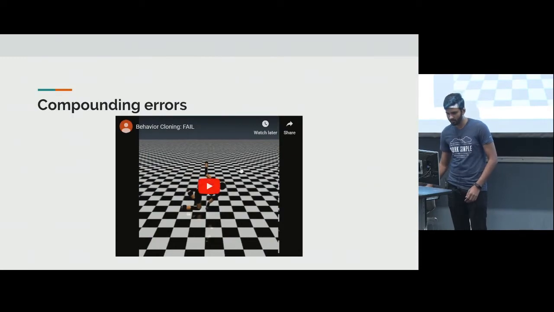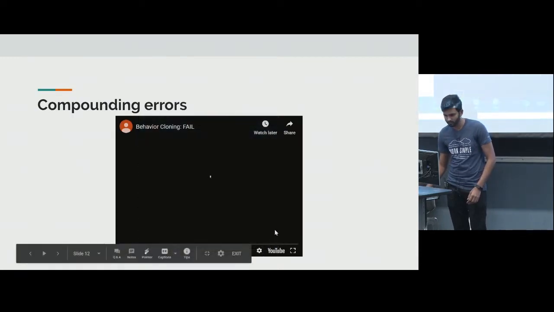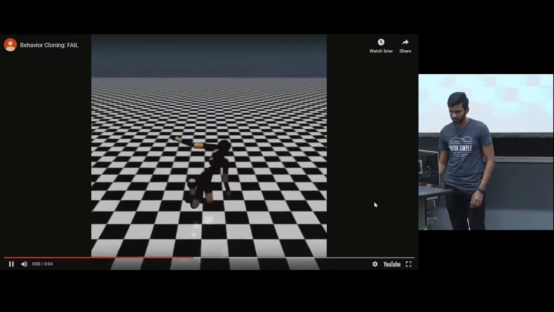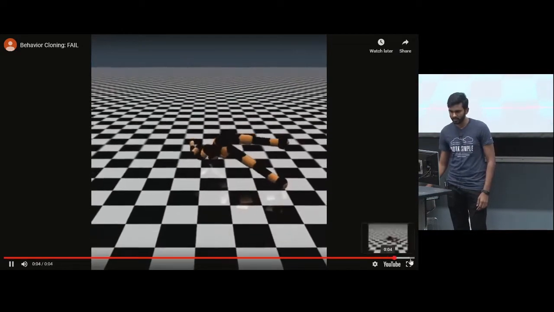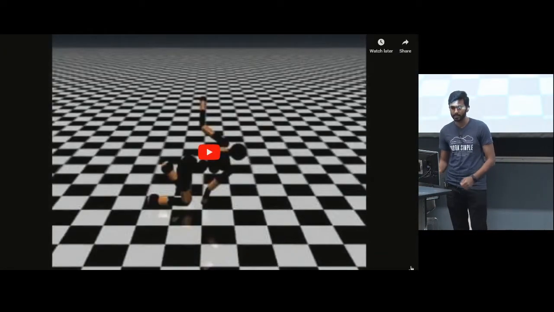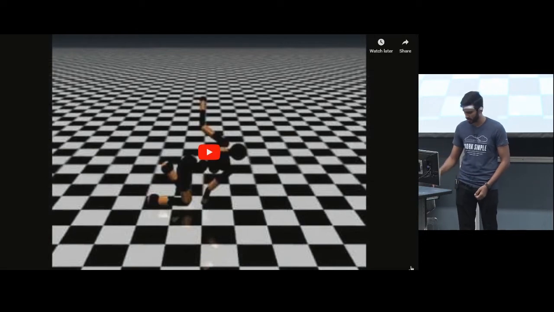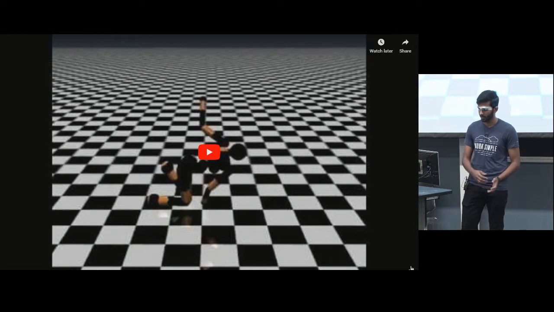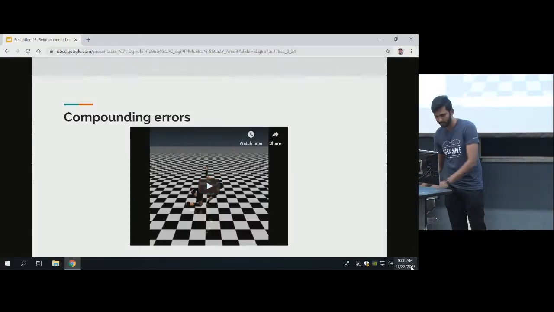So here's a video on the same. So as you can see, because there was an initial error when this model started running, it just kept getting compounded, and it could not recover from it.